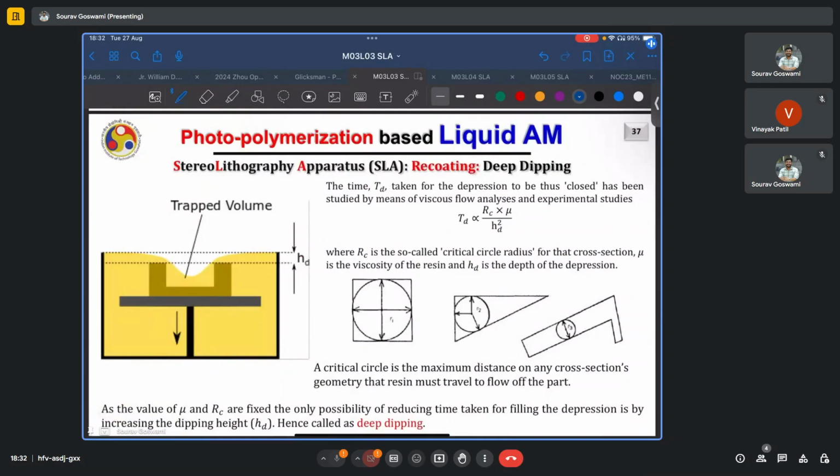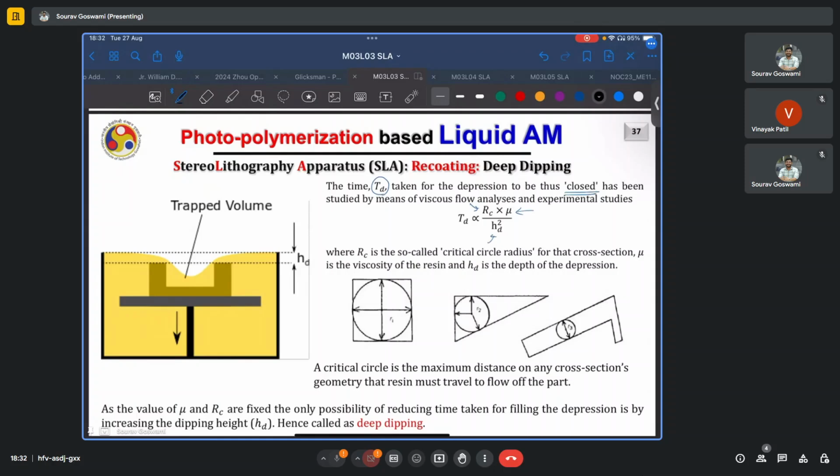And there exist some relationships that predict the time it will take for the resin to cover such volumes. So if the time taken is denoted by TD, for the depression to be fully covered by the resin, it is found to be proportional to RC, which is the critical circle radius for the cross section. We'll talk about it. Mu, which is the viscosity, and 1 by HD square, where HD is the height of the depression. A critical circle is the largest circle that can be drawn into the cross section for any layer.